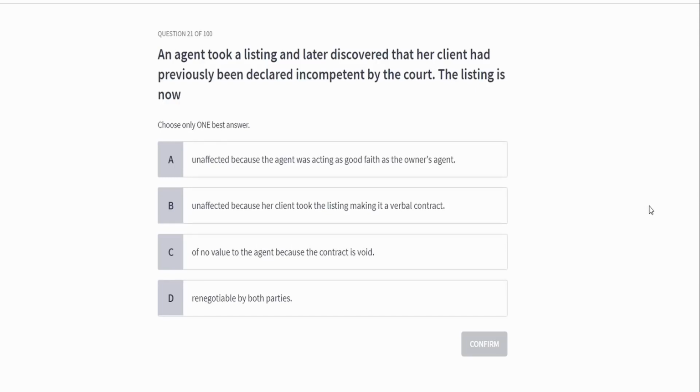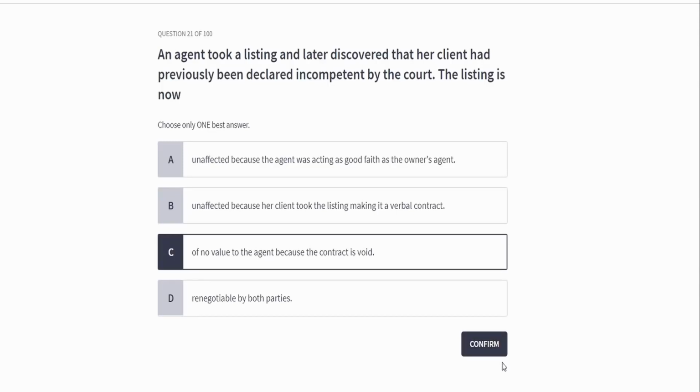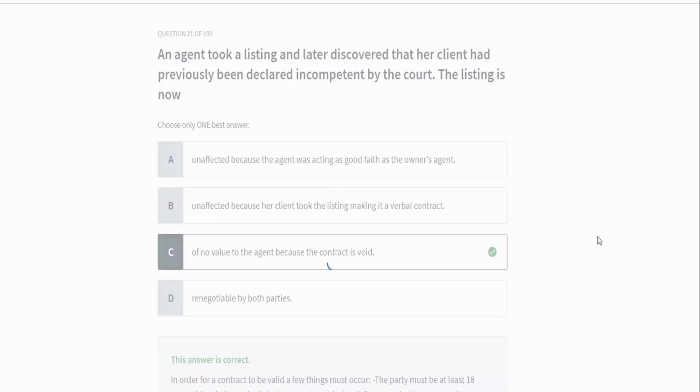So we've got this question here. It says an agent took a listing and later discovered that her client had previously been declared incompetent by the court. The listing is now what? So the answer for this one is C. It is of no value to the agent because the contract is void. And that makes sense, right?